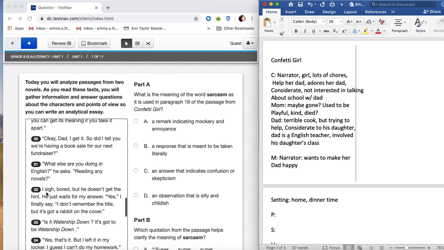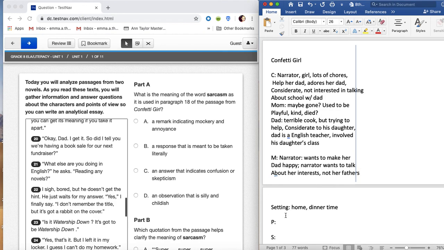And then in paragraph 22, oh yeah, this is the part where I sighed, bored. He doesn't get the hint. He just waits. This is a different side of the narrator. She really doesn't want to talk to her dad about English, but that's kind of all he wants to talk about. So maybe for motivation, add a new jot. The narrator really wants to talk about her interests with her dad, not his. Narrator wants to talk about her interests, not her father's. Not about school.